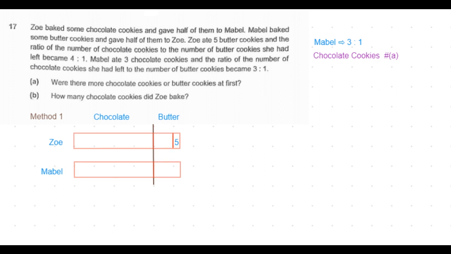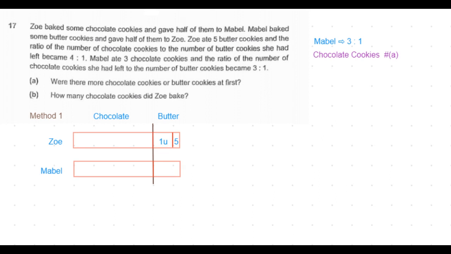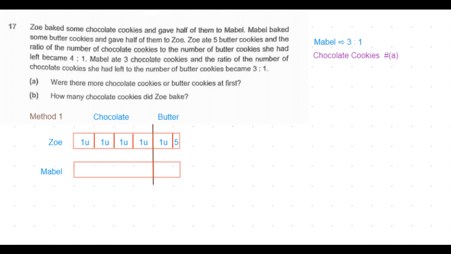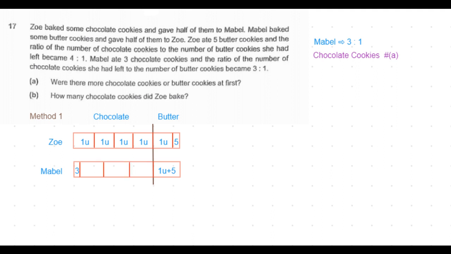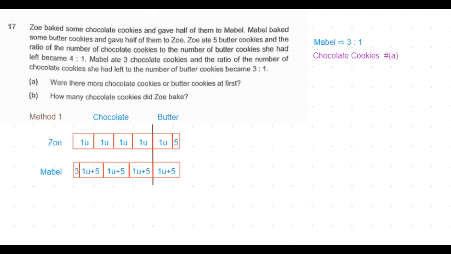Zoe ate 5 butter cookies, and let's say she was left with 1 unit of butter cookies. She had chocolate cookies 4 times the number of butter cookies left, so the number of chocolate cookies was 4 units. Mabel had an equal number of butter cookies as Zoe before eating her 5 cookies, so her number of butter cookies is 1 unit plus 5. She ate 3 chocolate cookies, so the rest of the chocolate cookies was 3 times the number of butter cookies she had. That's 3 times 1 unit plus 5, which is 3 units plus 15.